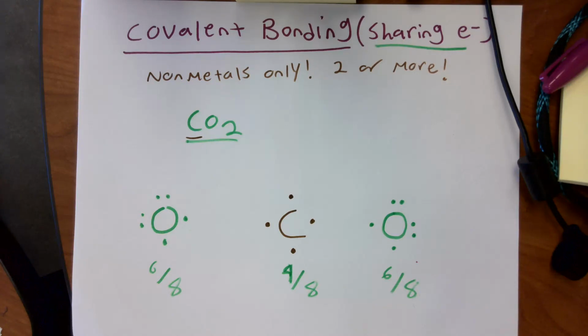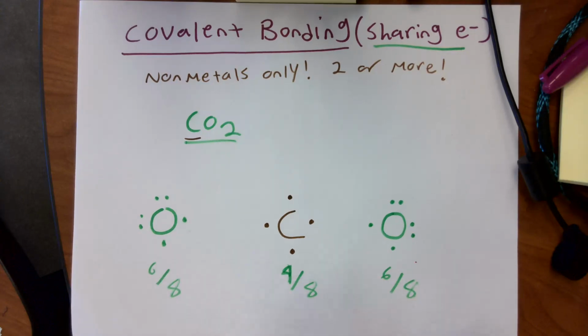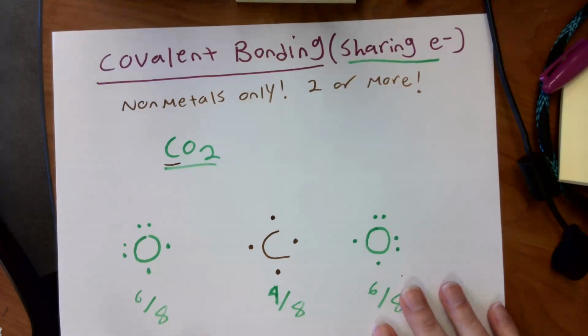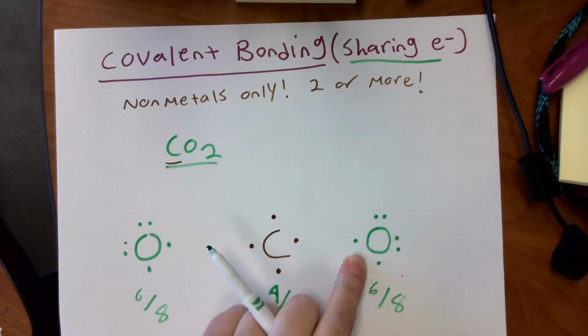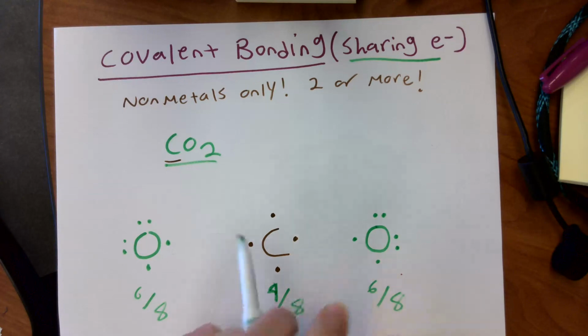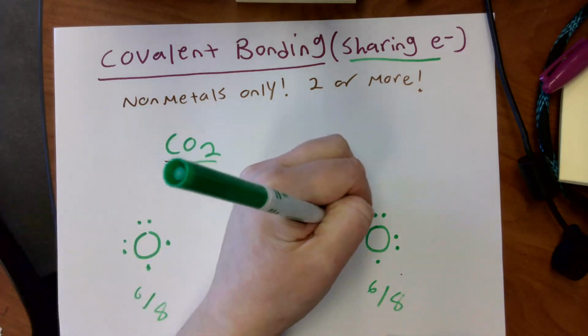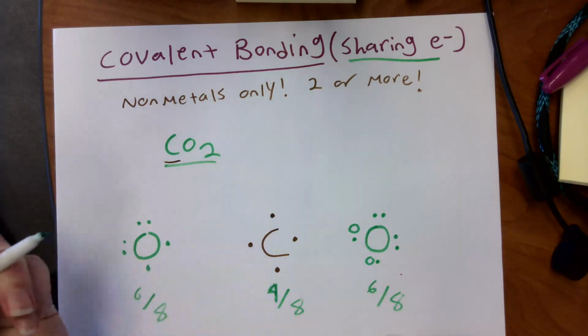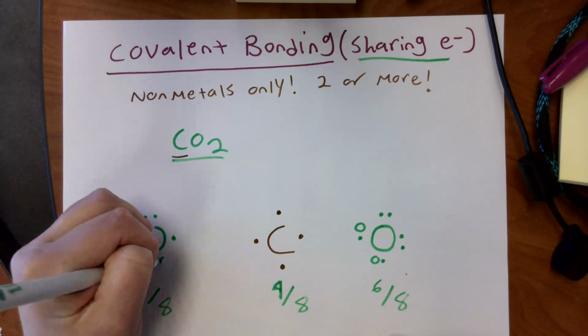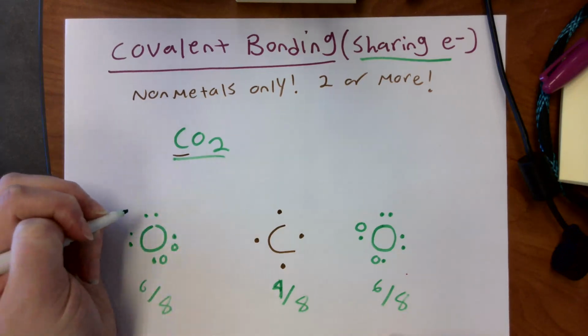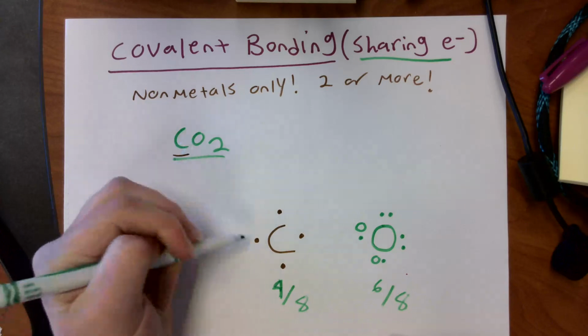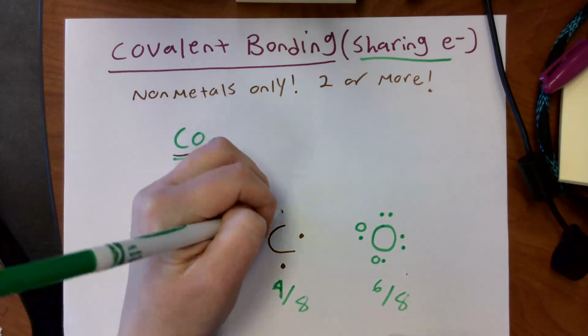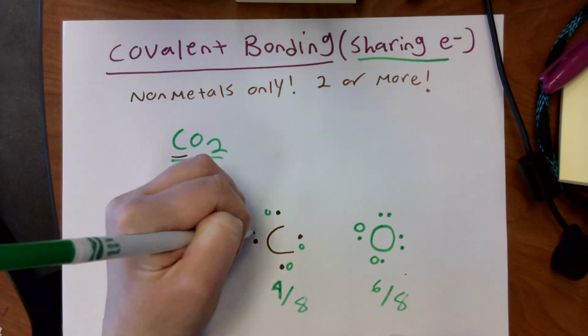How can all 3 of these be happy if they're all lacking valence electrons? Well, how many spots does each oxygen need to be happy? So oxygen, if you notice, needs 2 more. And carbon, so each oxygen needs 2. Carbon has a need for 4 more to get to 8.